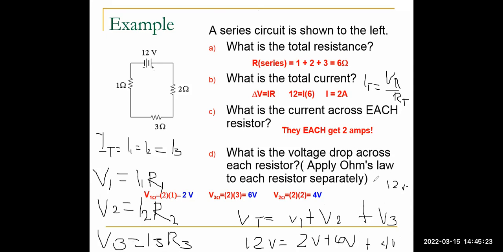For series, our formula for the resistance is R1 plus R2 plus R3 plus Rn. For the total current, IT is equivalent to total voltage divided by total resistance. Because it is a series circuit, the current is the same throughout. Then what is the voltage drop across each resistor? We just do voltage 1 is equivalent to current 1 times R1. So that is our sample for series.